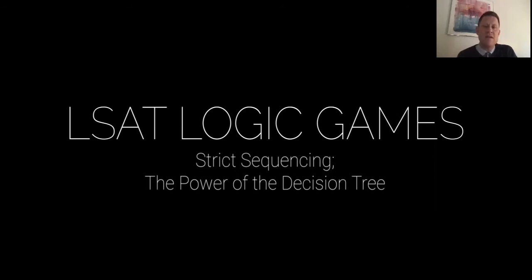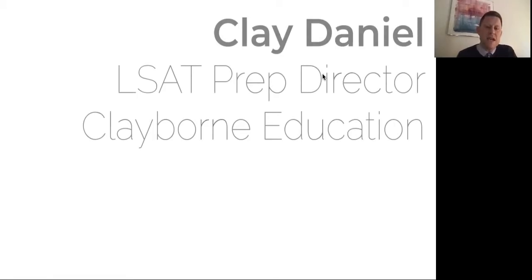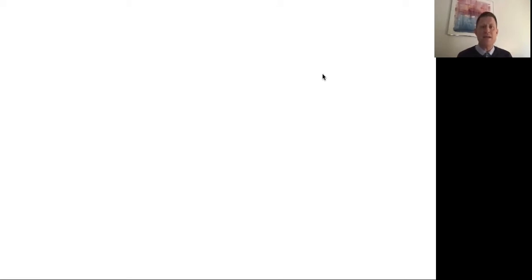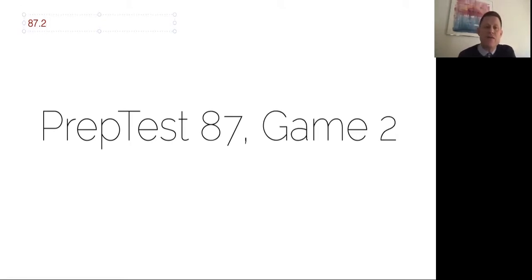What we're going to do here is focus on the setup of a standard sequencing logic game, a strict sequencing game to be specific, and to show you the power of what we call the decision tree process, in which we generate the diagrams in advance, the game boards that you'll need, so that you can see that play out in the question. So this, as the video indicates, is from PrepTest 87.2. So you want to have that in front of you here.